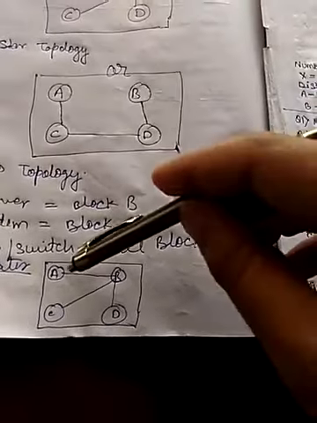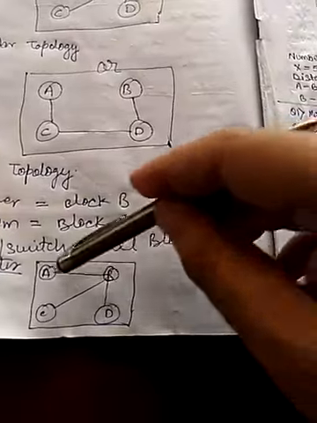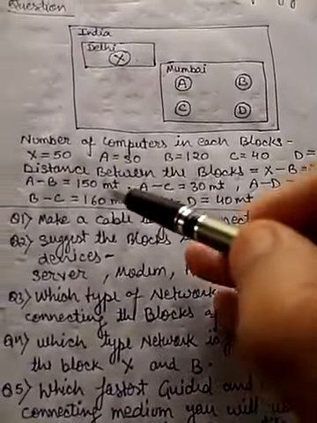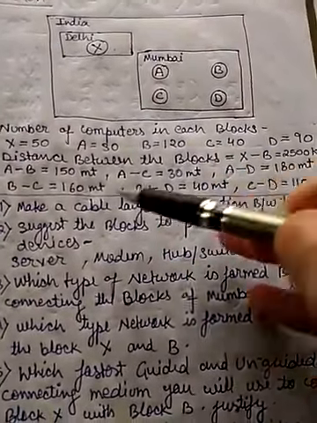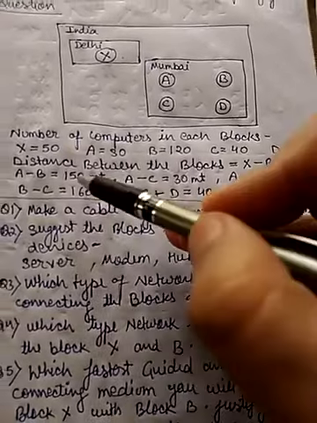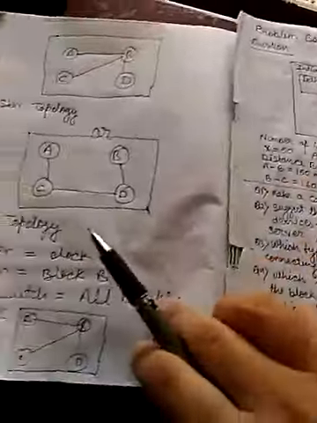So we are having three cable lengths: A to B, B to C, and B to D. Let us find out the distance. A to B is 50 meter, B to C is 160 meter and B to D is 40 meter. So in this case, in these two parts we require a repeater.